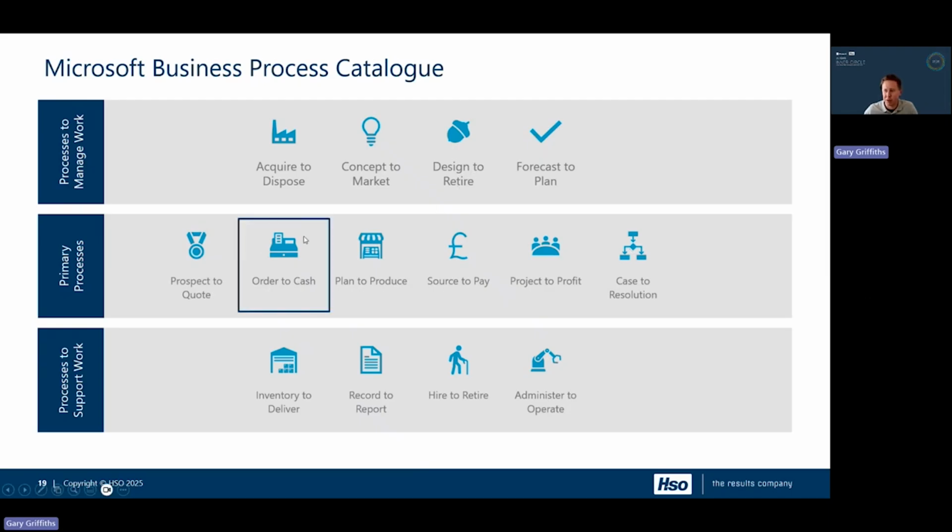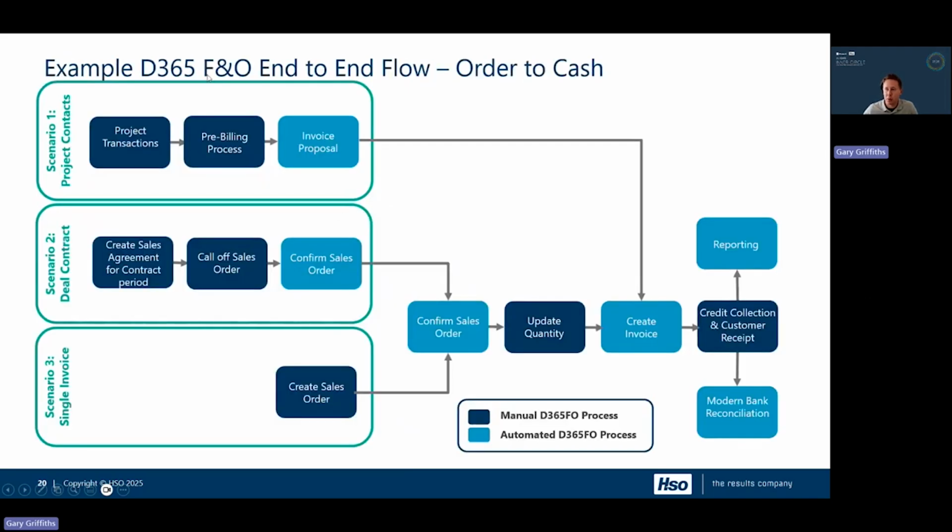What I want to focus on is order to cash. I think there's some nice functionality to show what the standard tool does. So what we're looking at here, this is just the example end-to-end tool. So the three scenarios that we tend to deal with within this space are projects. So full project management and accounting functionality is available either just on its own or via the tool Project Operations, which is operational management of projects going into finance. We can do deals and sales agreements, and we can do single invoicing should we need to.